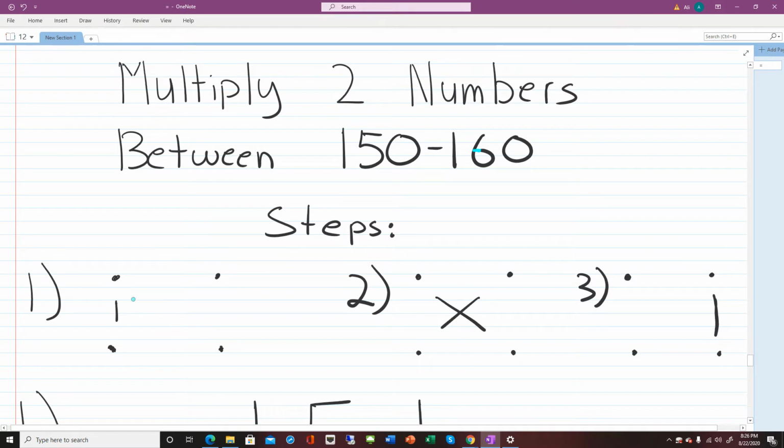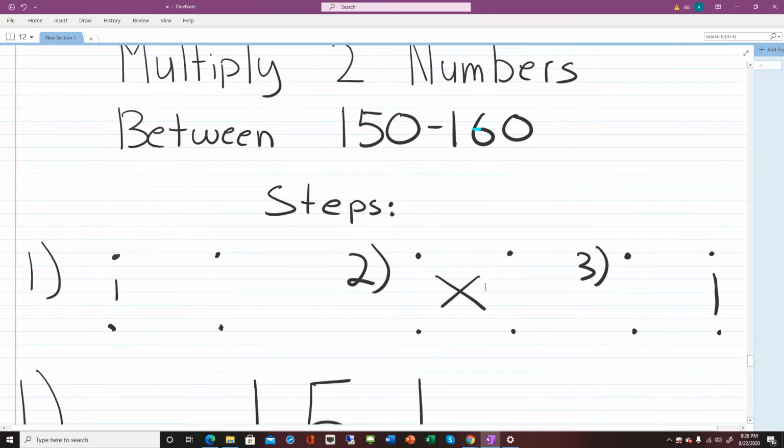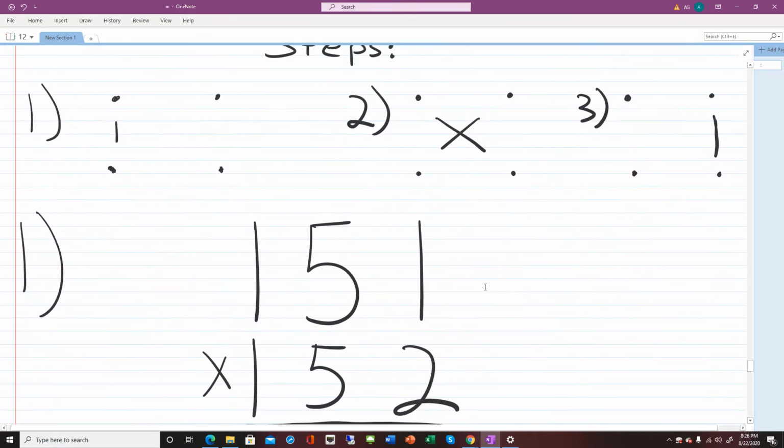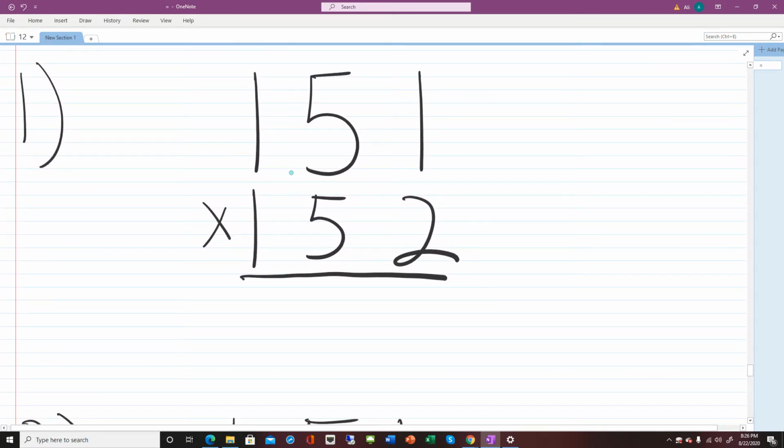So we're going to start by multiplying the left two numbers. Then step 2 is a cross multiply and add. And step 3 involves multiplying the right two numbers. Okay, so let's get started. Take a look at the steps. Okay, let's get started right now.